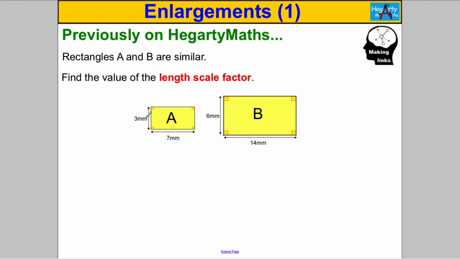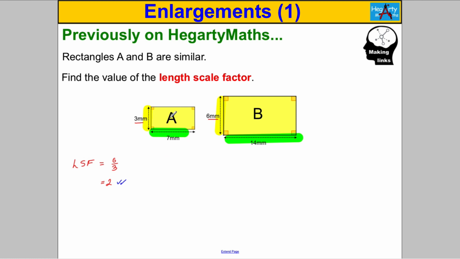To find the length scale factor, we take the corresponding sides. That 3 is the shorter side of the rectangle and that's 6. Or equally, we could take this side here, that's 7 and that 14. And we would divide the bigger one by the smaller one, the equivalent sides, to work out the length scale factor. So in shorthand, the LSF, or length scale factor, you could work it out as 6 divided by 3, which would give you 2. Similarly, that's the same as if you did 14 divided by 7, which would also give you 2. So that's the length scale factor.